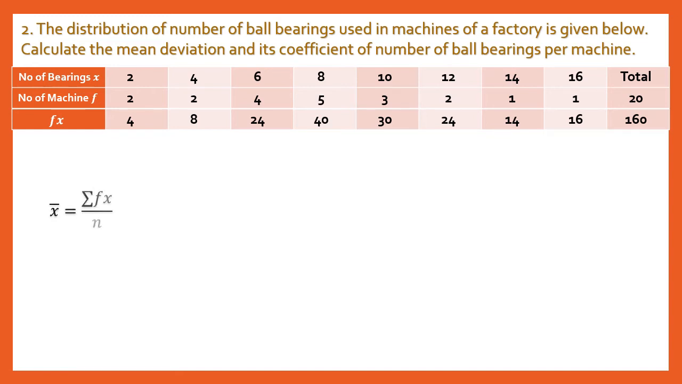Let's calculate mean here, which is x bar = summation fx upon n. Because frequency is there, I am not writing summation x, I am writing summation fx, divided by n, the total of frequency. You can write summation f or n, whichever you want, there is no problem with that. So 160 upon 20 is 8 ball bearings.